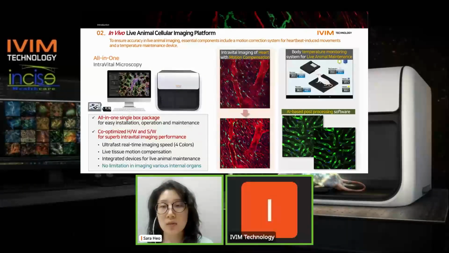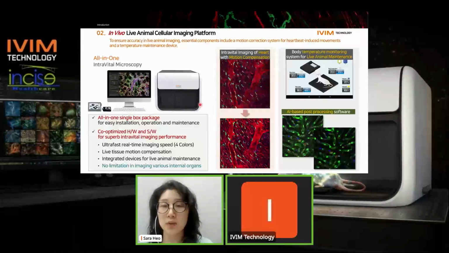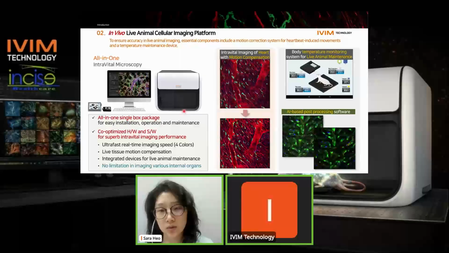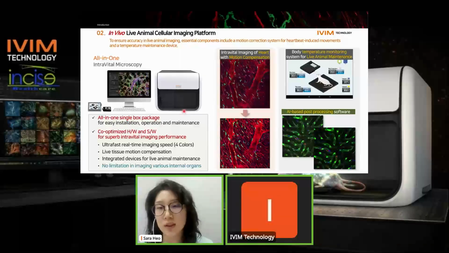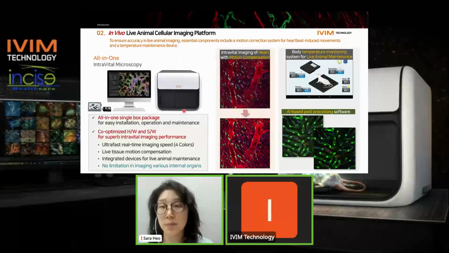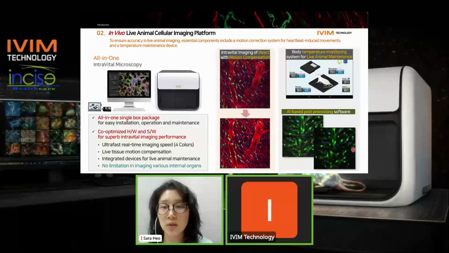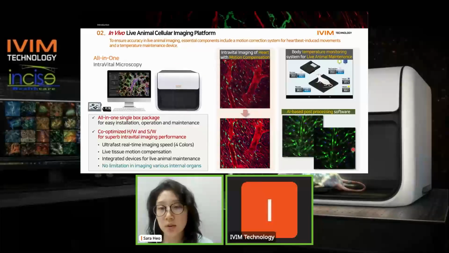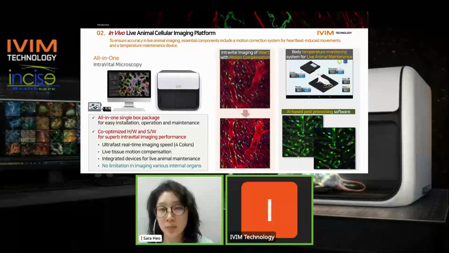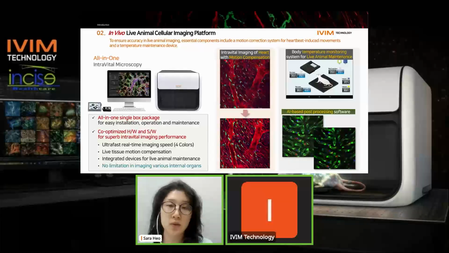So this is IVM Technology's intravital microscope. It is designed as an all-in-one system for convenient operation for users. It is convenient not only in use, but also in installing and maintaining the system. This simple but compact system will allow researchers to focus on experiments and imaging, and importantly, it does not require a separate darkroom like other microscopes.